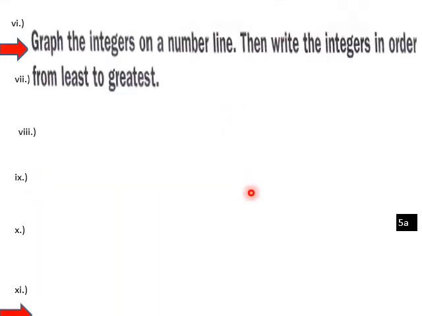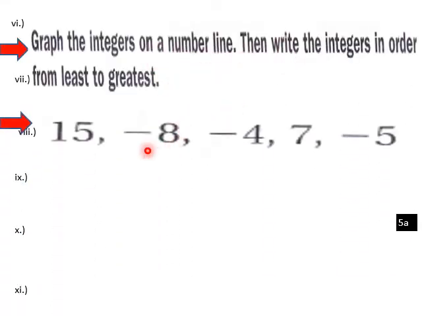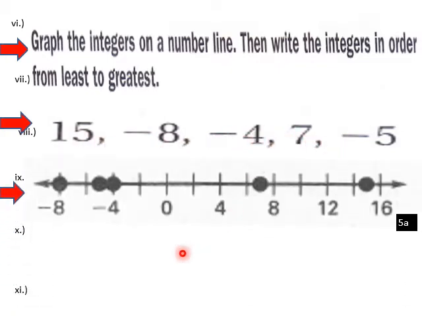So for that situation, graph the integers on the number line, then write the integers in order from least to greatest. So 15, negative 8, negative 4, 7, and negative 5. So here's our graph. Here's negative 8, here's negative 5, here's negative 4. Then here's positive 7. Now here's our origin here. So we have positive 7 and then positive 15, correct?